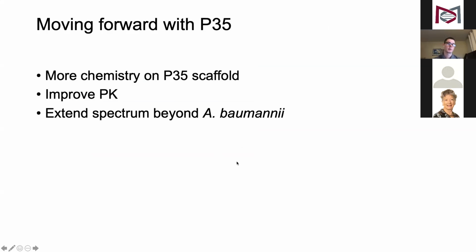So overall, moving forward, we're looking to perform more chemistry on P35 scaffolds. We want to improve the PK of this molecule, as well as potentially extend its spectrum beyond Acinetobacter baumannii.